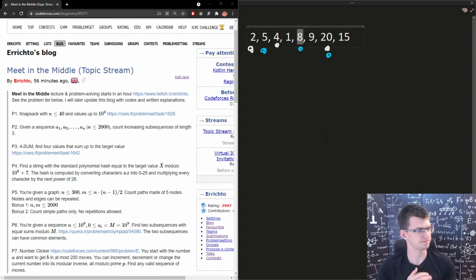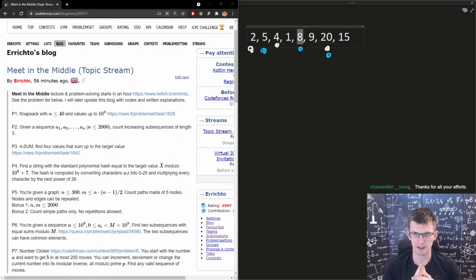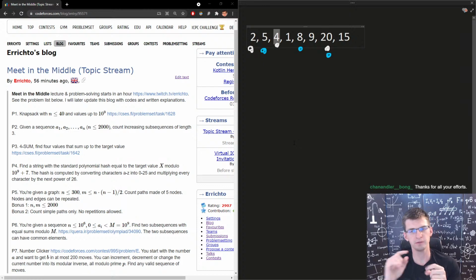Let's talk about 8. 8 is a possible middle element of a triple. If 8 is the middle element, then the third element must be something greater than 8 to the right, which is 9, 15, or 20, 3 possibilities. Actually, 8 is a very bad example because everything to the left is smaller. Let's talk about 4 instead. If 4 is the middle element, then something greater than 4 on the right must be one of those, 8 through 20, 4 possibilities. And something smaller than 4 must be just 2.